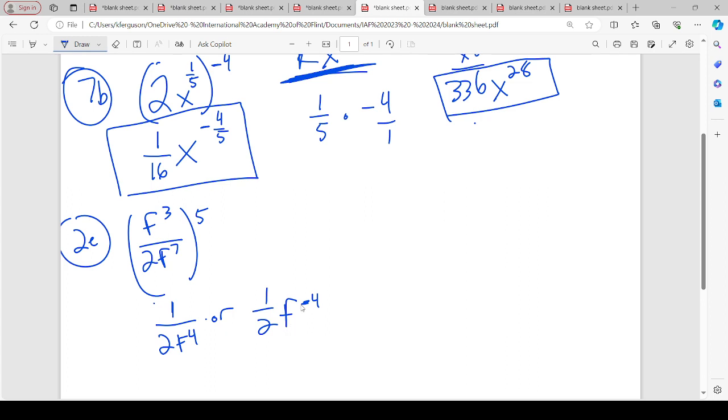Because remember, the negative changes position. A negative 4 means it's in the denominator. No, I haven't got there yet. I wanted to make sure you understood this. No, I'm about to do it now. So now let's deal with the 5th.